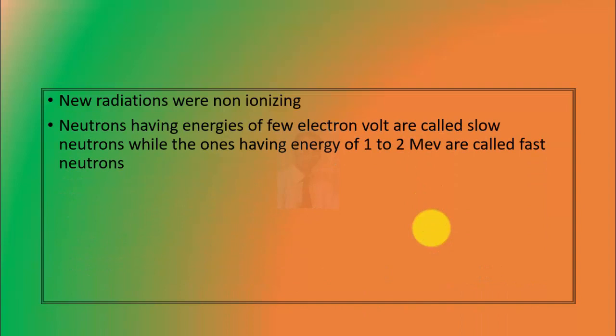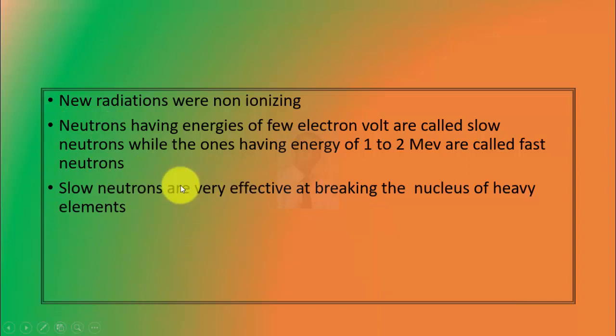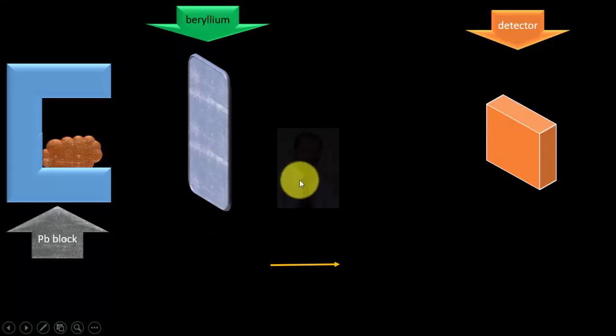Neutrons having energies of a few electron volts are called slow neutrons, while the ones having energy of 1 to 2 mega electron volts are called fast neutrons. These newly discovered radiations were later called neutrons. Slow neutrons are very effective at breaking the nucleus of heavy elements. So let's see what happened.